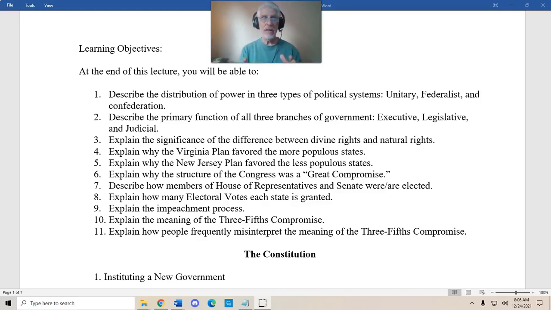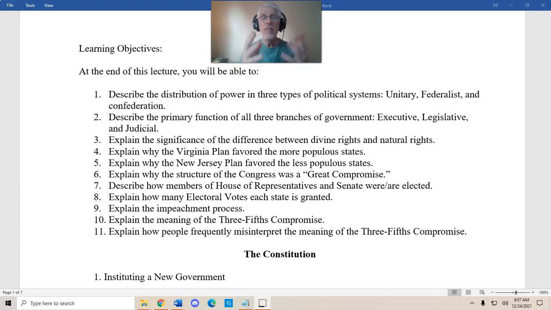In this set of lecture videos, we're going to be talking about the Constitution. When the set of lectures are over, you'll be able to describe the distribution of power in three types of political systems: the unitary system, a federalist system, and a confederation. You'll be able to describe the primary functions of all three branches of government: the executive branch, the legislative branch, and the judicial branch, and who holds those offices at the national level, the state level, and the local level.